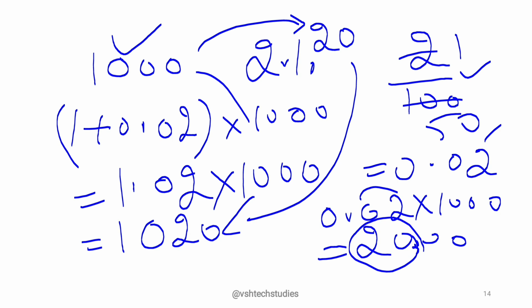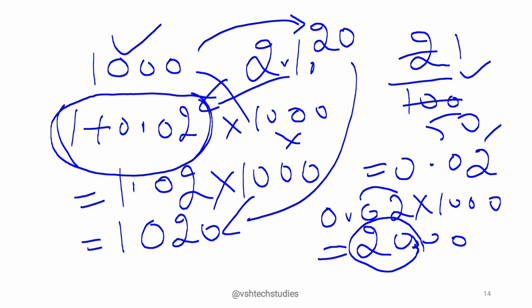This is how we can directly take decimal equivalents of the percentage and, multiplying with the original value, get the final value. This is the basic needed for solving today's problems.